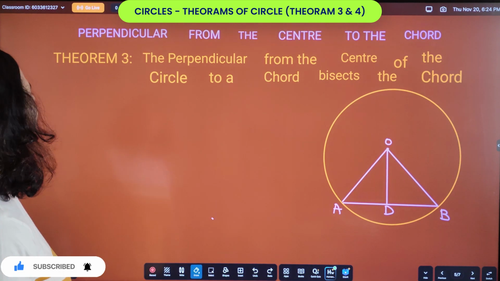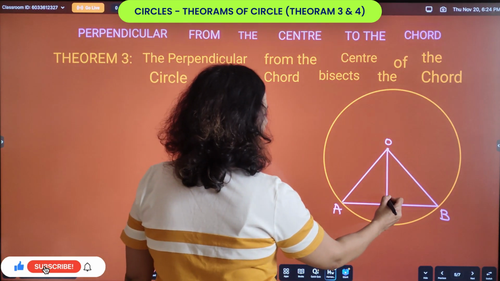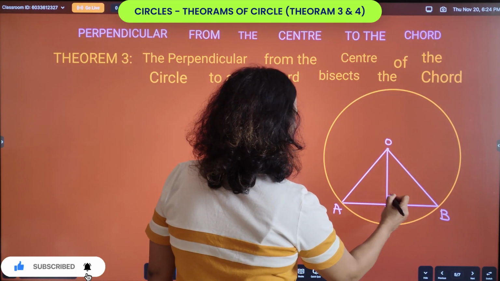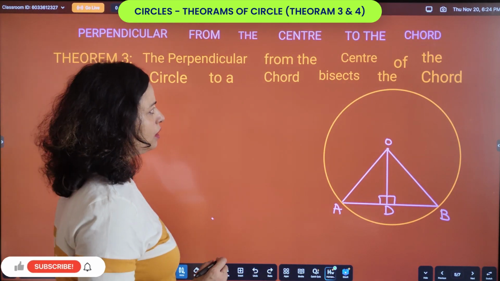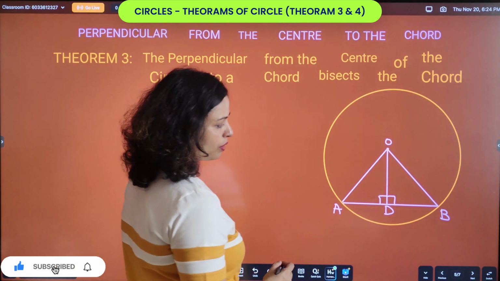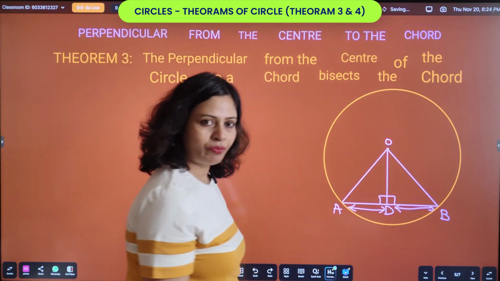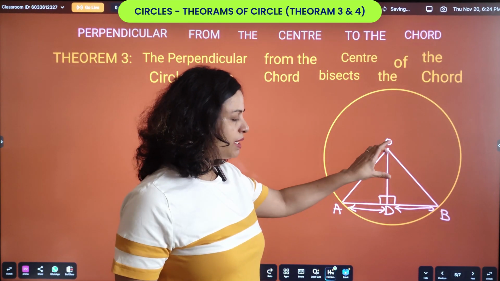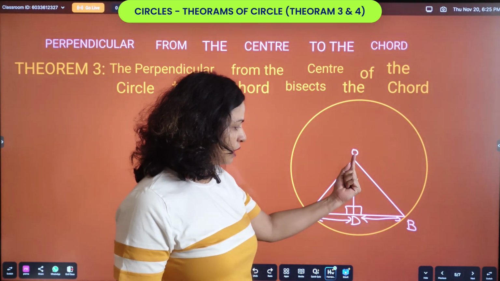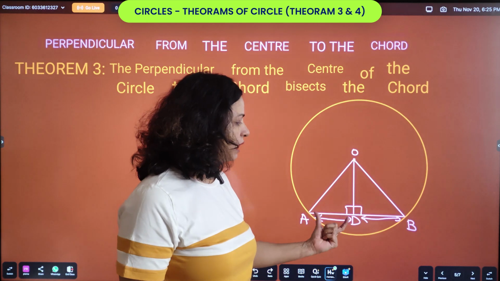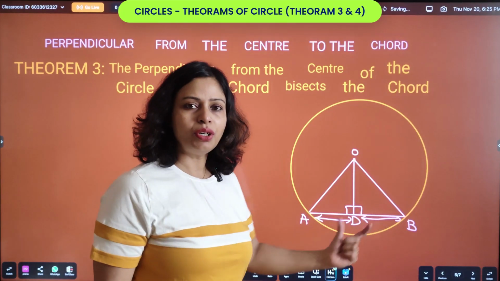Here is what the theorem says: the perpendicular from the center of the circle to the chord bisects the chord. Now this OD is a perpendicular, so it means we need to prove AD is equal to DB. The line coming from the center of the circle, which is perpendicular, bisects the chord AB into equal parts. So basically we have to prove that AD is equal to DB, right?